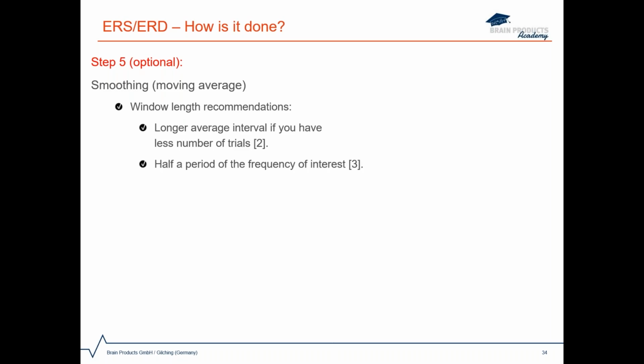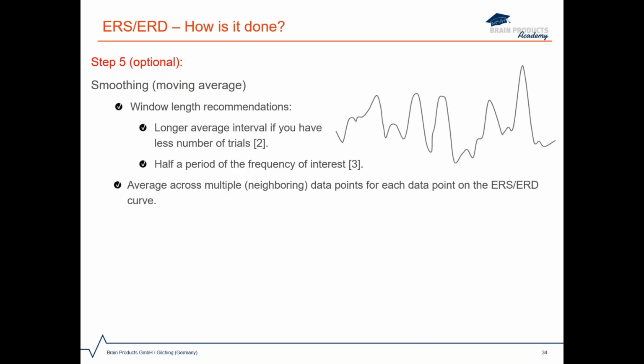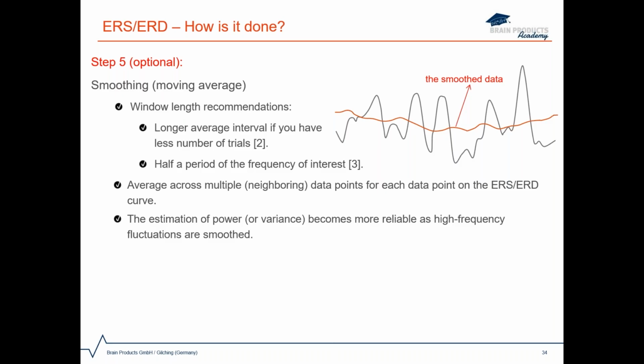Another study suggests that half a period of the frequency of interest would be an optimal window for averaging. How is the moving average performed? Assuming this is an ERS-LD curve, the operation involved is taking each data point of ERS-LD and replacing its value with a mean value from a window around that point. Eventually, the data is smooth. As a consequence, we get a more reliable power estimate that is less biased by outliers.